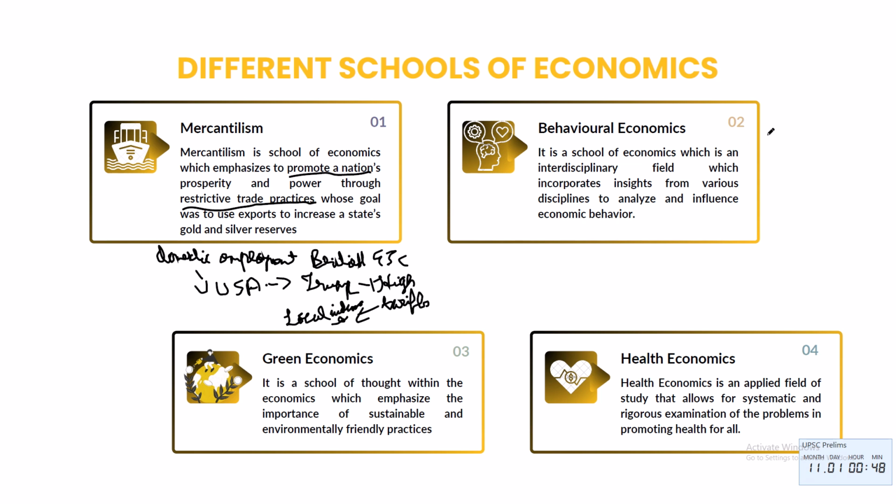It is a school of economics, an interdisciplinary field which incorporates insights from different disciplines to analyze and influence economic behavior. Richard Thaler, who won the 2017 Nobel Prize in Economics, says the anomalies in the behavior of people can't be explained by existing rational theories. Things like cleanliness and social work all come under behavioral economics, or it shows how an economy maintains cleanliness and how an economy gets involved in social work. These all come into behavioral economics.